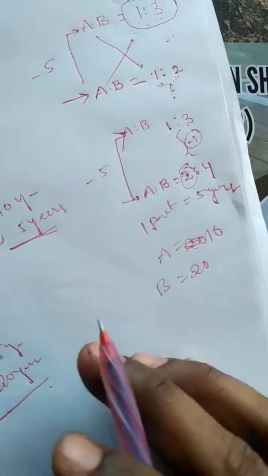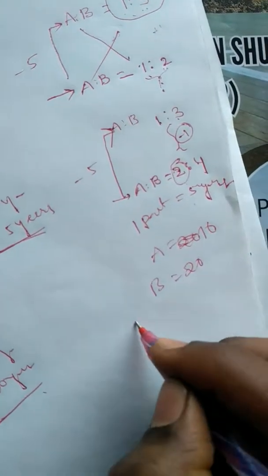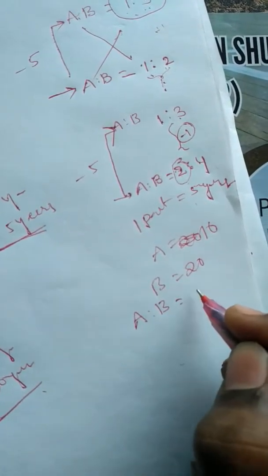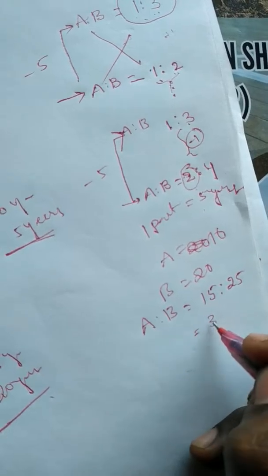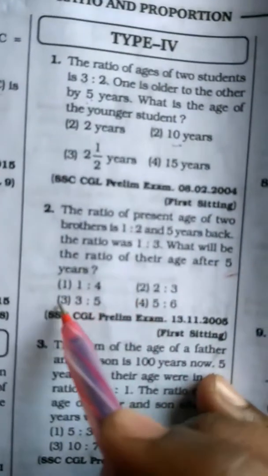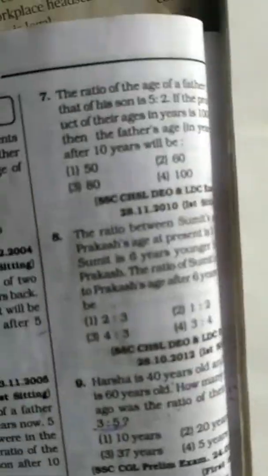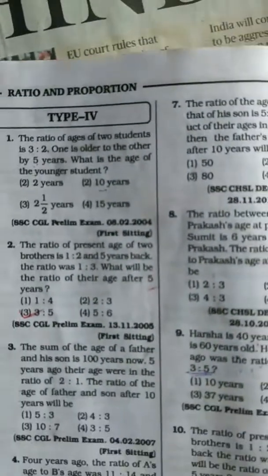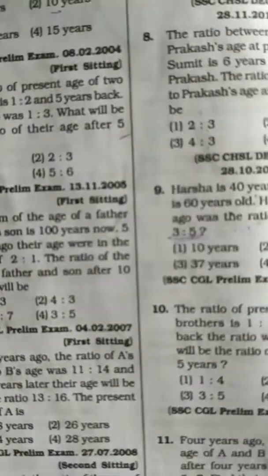What he has to do: what is the ratio of A and B after 5 years? Means you must add 5 to each one. So 10 becomes 15, 20 becomes 25. So 15 to 25, which is 3 is to 5. So the answer is 3 is to 5. This is the answer. In this way you can do any problem, not only on ages, you can also use this technique in ratio problems.